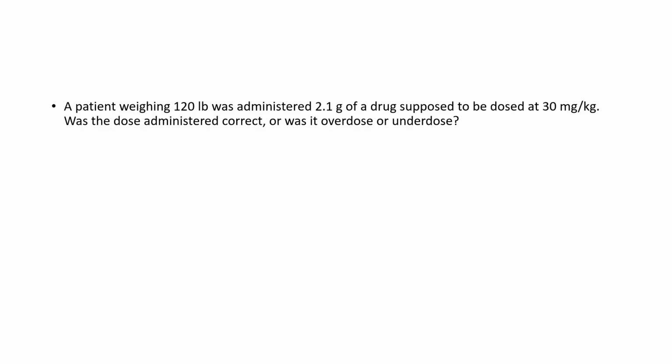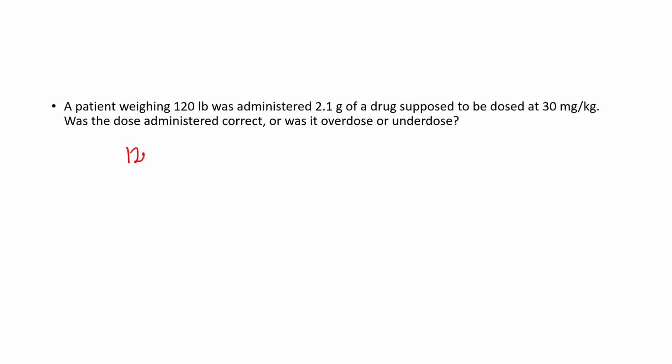The patient weighing 120 pounds was administered 2.1 grams of a drug supposed to be dosed at 30 milligrams per kilogram. Was the dose administered correct, or was it overdose or underdose? So in this case, the patient was already dosed. You need to check if it was the correct dose or not. Okay, to check, you simply need to compare it with the computed dosing.